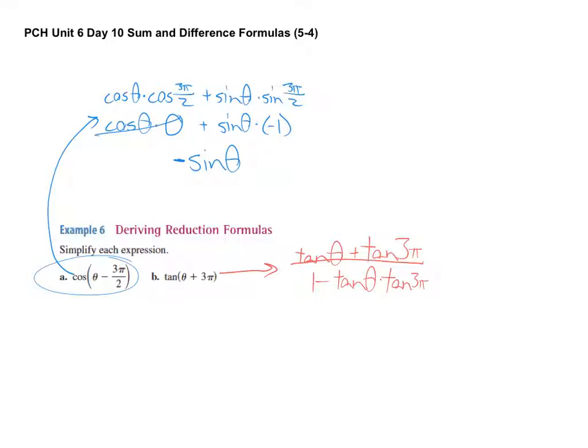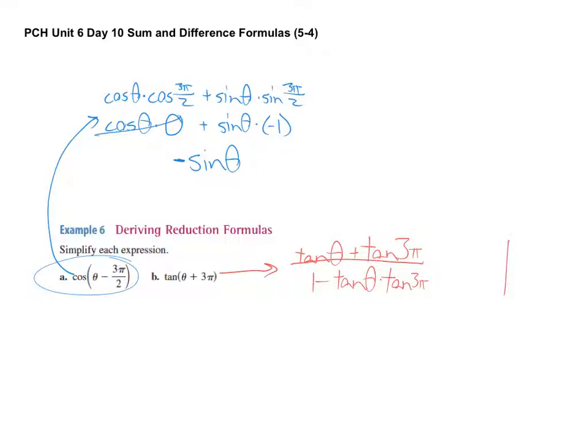Now, all we have to do is figure out what tangent of 3 pi equals. What is it? It's going to be 180 degrees. Sine is negative over cosine. It's going to be 0 over negative 1. Zero over negative 1 would be 0. How did you do that?